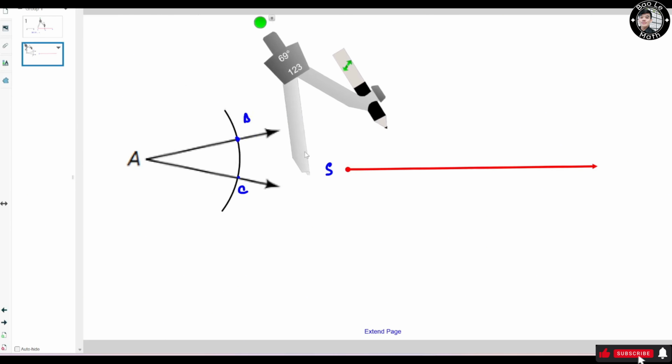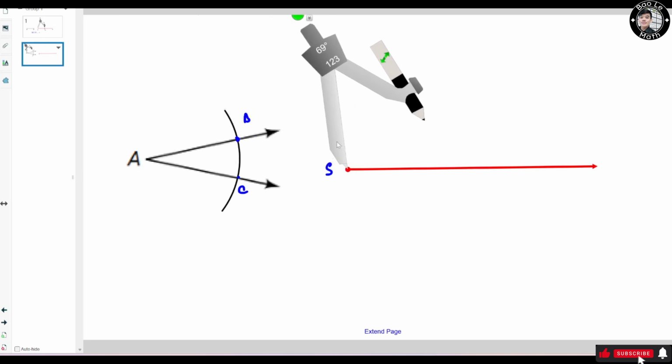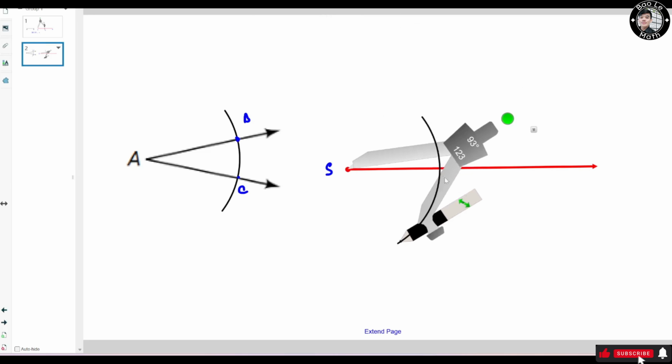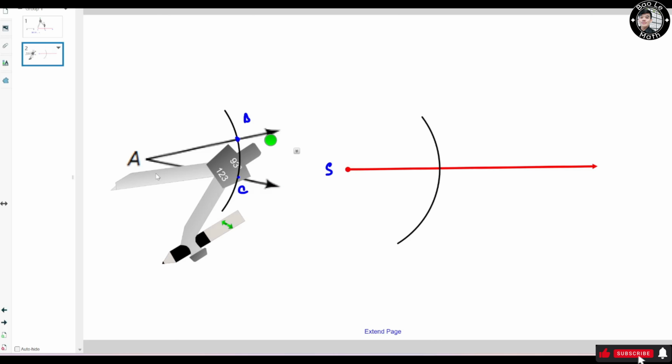Move it over here at point S, right? Put the compass needle on point S. Draw an arc and label its point of intersection with the ray as R. Right? So we're going to draw an arc. This point is point R, right here. Now step number 4.